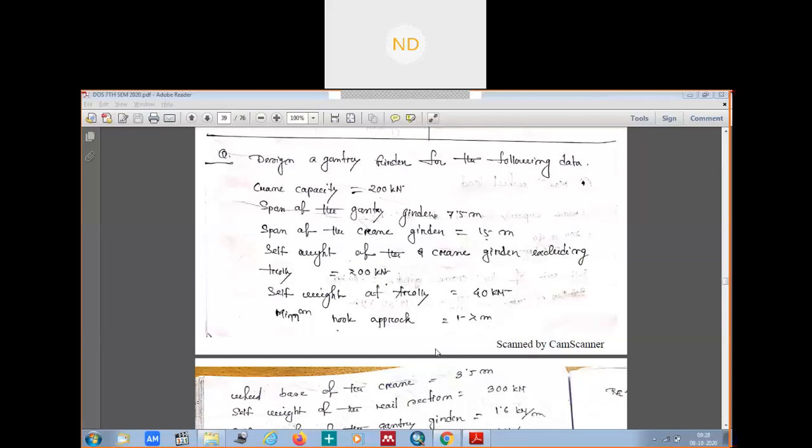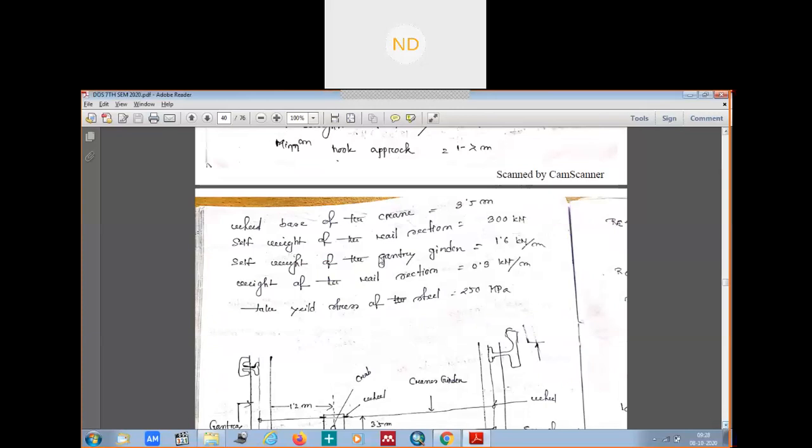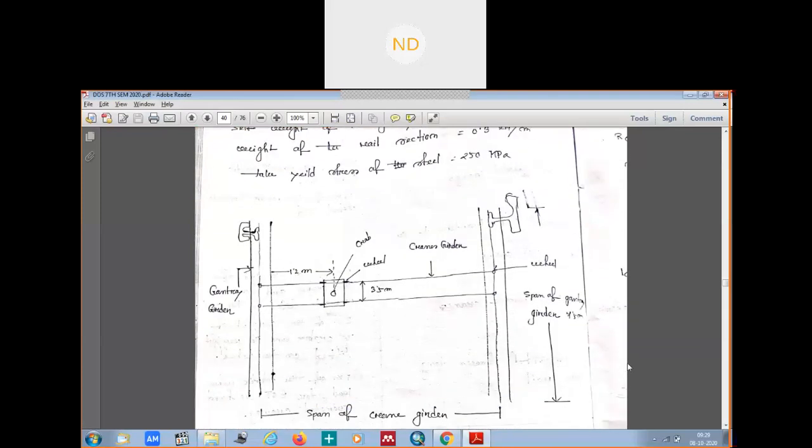The minimum hook approach, I told you, should be kept between the trolley and the gantry girder. Next, the wheelbase of the crane is 3.5 meter. Self weight of the rail section, which is above the gantry girder, is 300 kilonewton. Then the self weight of the gantry girder itself is 1.6 kilonewton per meter. So take the yield stress of the steel to be 250.